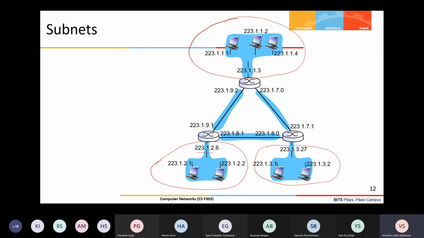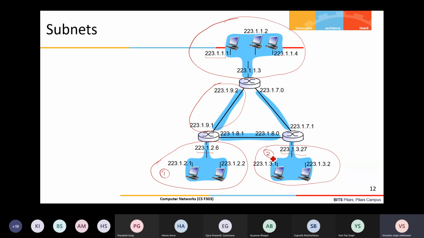So 223.1.2 is common for all the nodes within this network. 223.1.1 is common for all the IP addresses in this network. Similarly, this has 223.1.3. So there are 3 more subnetworks in this. So what are these? One is this subnetwork. So you can say this is the first.